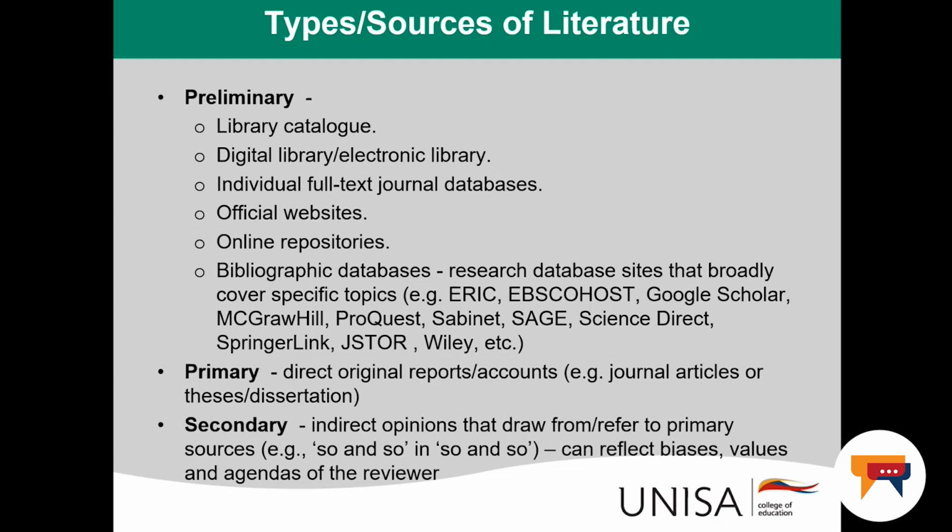Primary sources, direct original reports. For example, if you use primary sources, you'll use original reports, for example journal articles, theses and dissertations. Those are direct original reports. The secondary sources are the indirect opinions that draw from or refer to primary sources. When you write and you see "so-and-so in so-and-so", you should understand that it's not a primary source. It is a source inside another source, a source which was referred from the primary source.